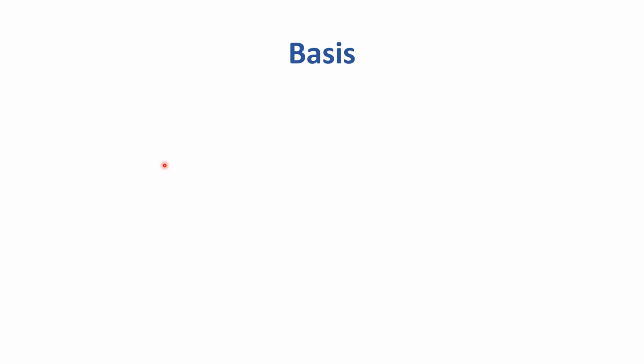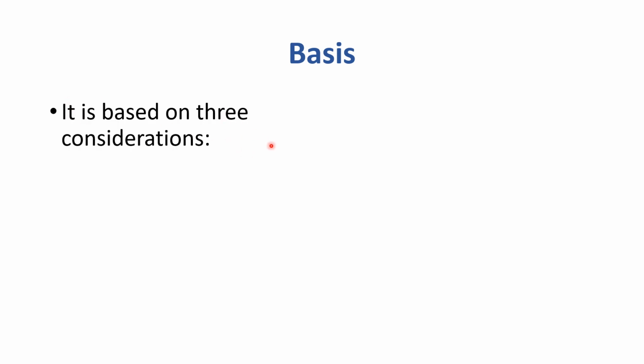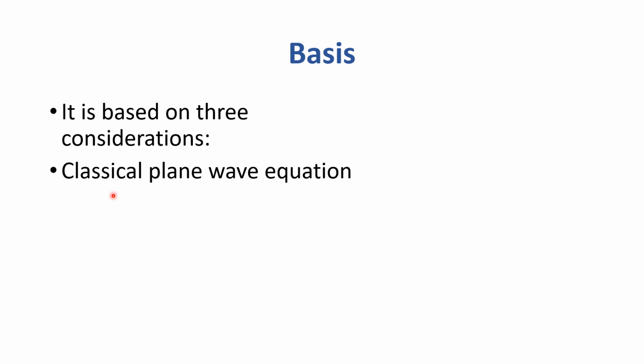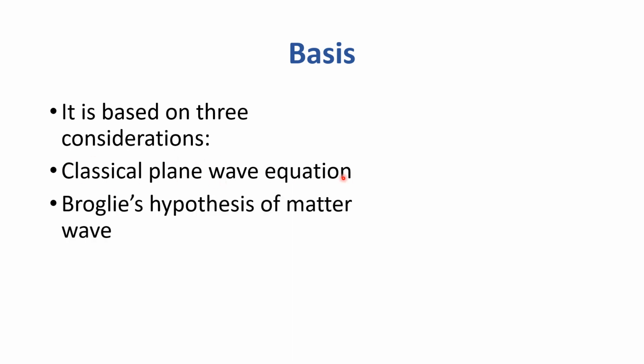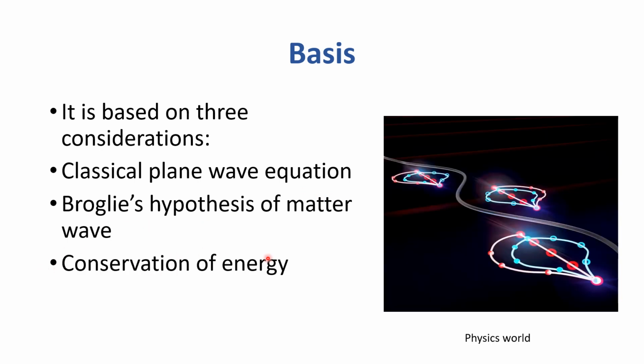Let's see on which theories Schrodinger basically formulated the mathematical equation. It is based on three considerations: the classical plane wave equation, de Broglie's hypothesis of matter waves, and conservation of energy.